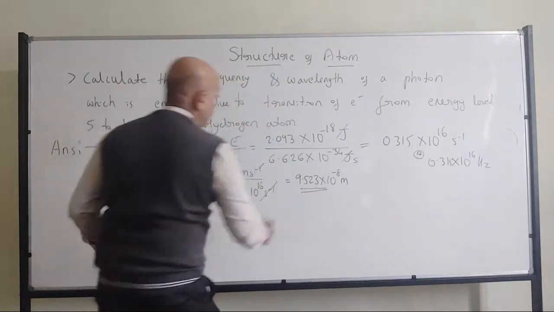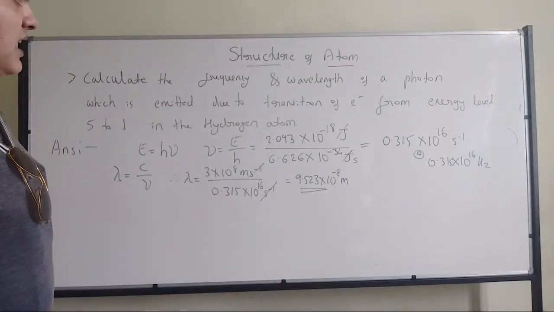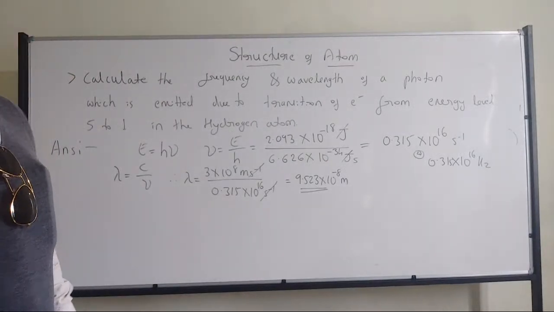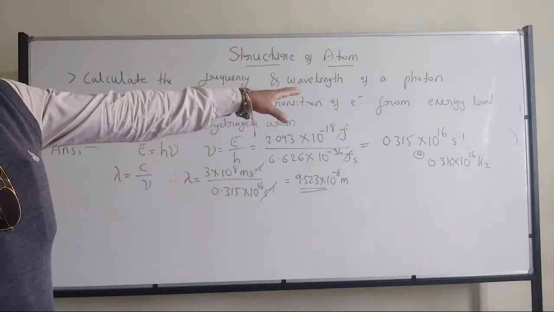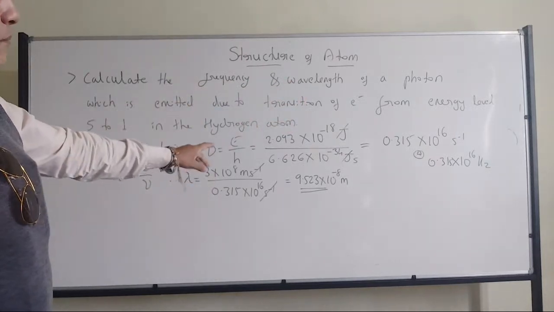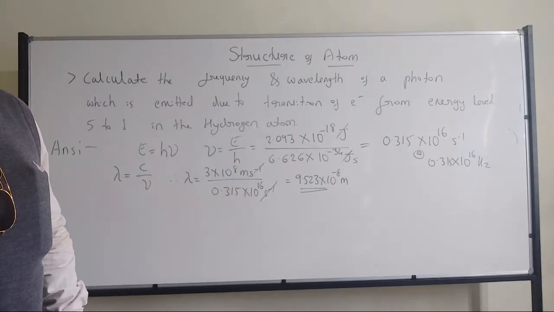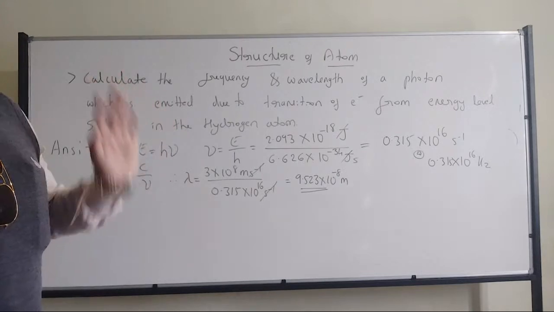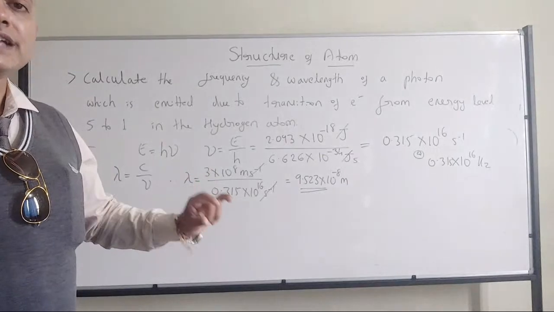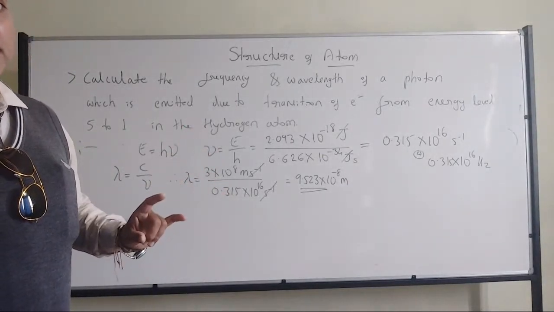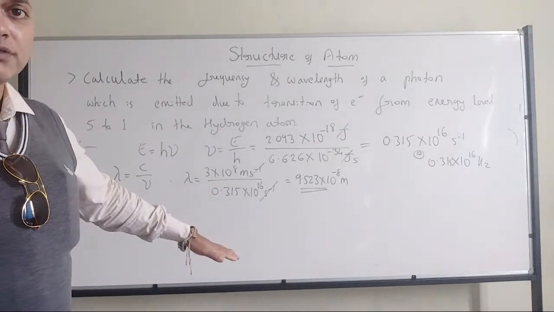Please remember, you can stop here. This is with regard to wavelength. So frequency is 0.315 into 10 to the power of 16 per second. Wavelength is 9.523 into 10 to the power of minus 8 meter. Now, if by chance they ask in terms of nanometer, because wavelength is normally expressed in nanometer, otherwise you can stop here. Once again I am telling, no need to extend further, you will be wasting your time.